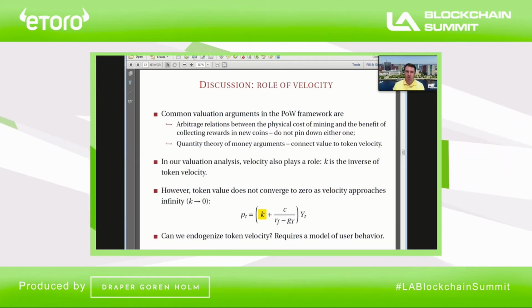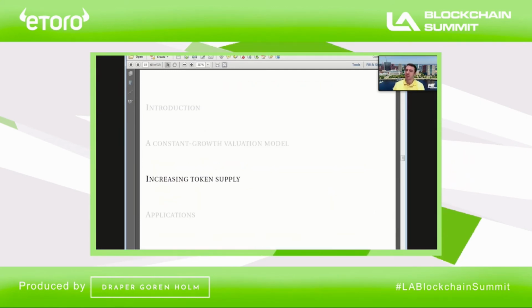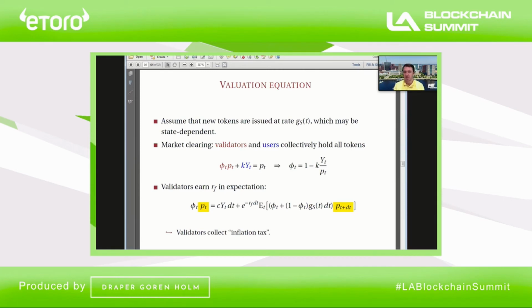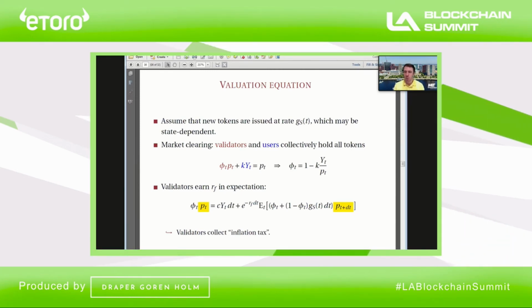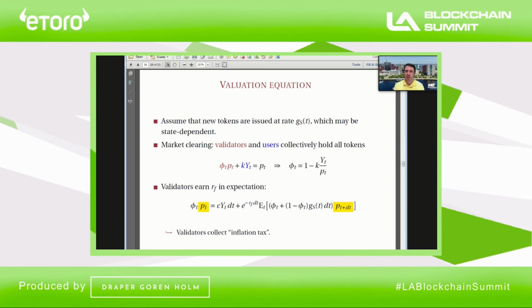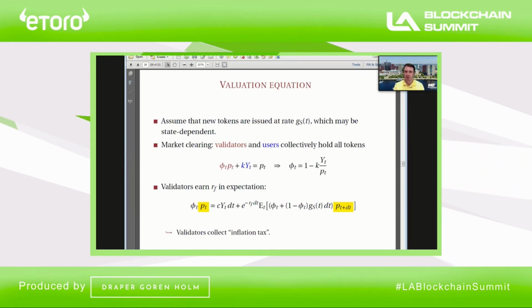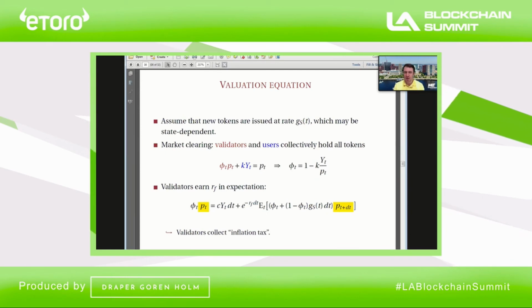I already mentioned the role of velocity. Now let's talk about what happens when there is increasing token supply in this environment. Suppose that in addition to collecting fees from transactions, validators are rewarded with newly minted tokens. So they're rewarded for their activity, again, in proportion to the size of their stake. These tokens are generated algorithmically according to the hardwired monetary policy, whatever is assumed by the protocol. But what's important is that users of the system who are not validators do not collect these new tokens. All of the new tokens go to the validators.